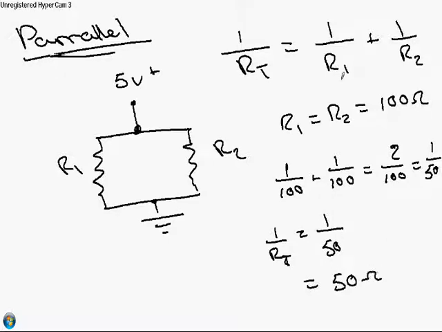Would you look at that? You started with 200 ohm resistors, and you've come to 50 ohms. So you've just divided the resistance. Isn't that incredible? So this is a formula to remember. Now let's talk about series.